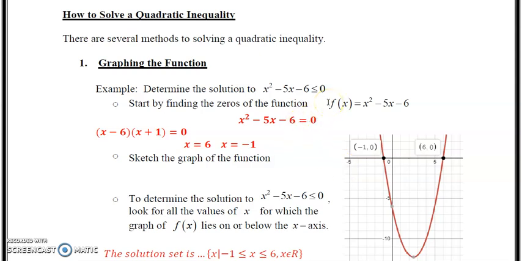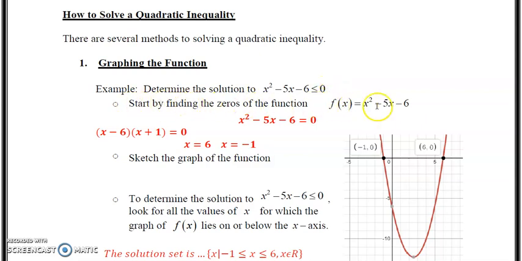So there are several methods to do this, and the first one we'll do is graph the function, which is what I just talked about here, and then I'll show you how to express the value as the solution set. So determine the solution for x squared minus 5x minus 6 less than or equal to 0.